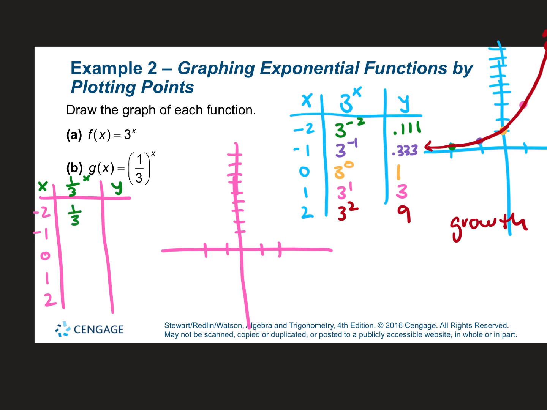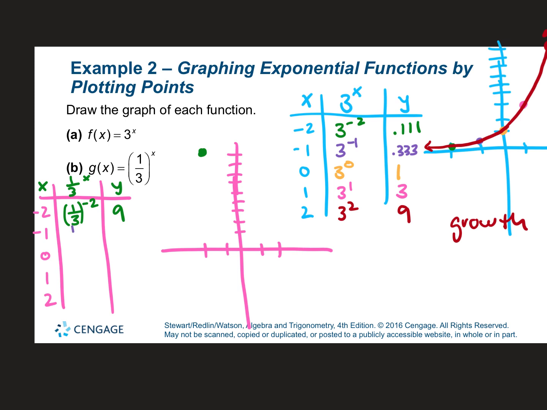So we have 1/3 to the power of -2. When we put that in our calculator, I'd want to make sure that 1/3 is in parentheses. What is 1/3 to the power of -2? Anybody doing it in the calculator? What do we get? 9. Awesome. So we go to the left to -2 and up 9.